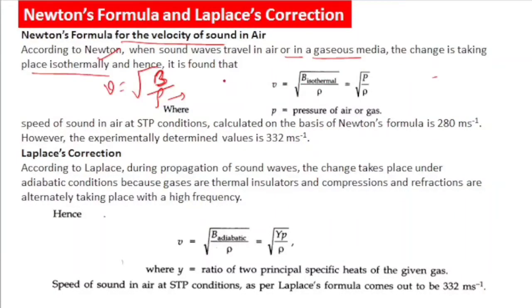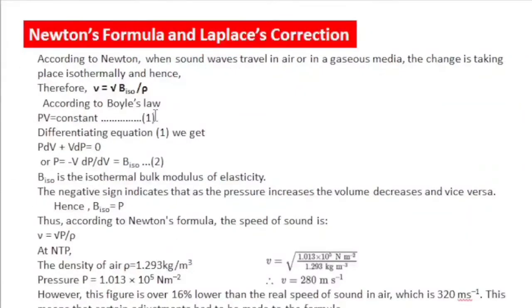And you know, during an isothermal process, PV is constant, right? So with the help of this equation, you can easily find that B isothermal is equal to P. How do you find this? Like this: according to Boyle's law, PV is constant, right? It means when you differentiate both sides, PdV plus VdP equals 0, and you get P equal to minus V dP by dV.